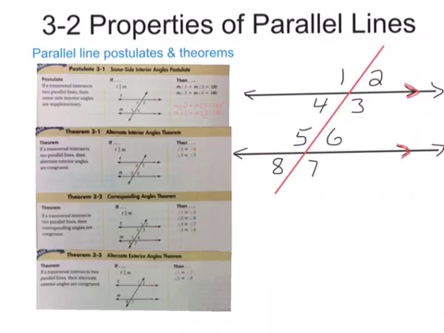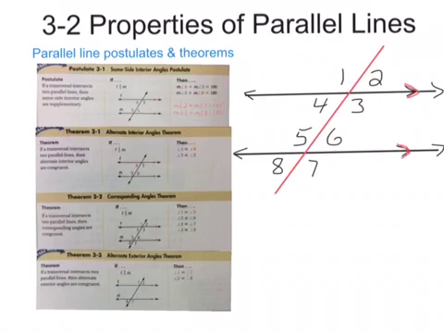Then we have alternate interior angles. Remember, alternate means they're on opposite sides of the transversal. Interior means they're inside of our parallel lines. So our alternate interior angles are 4 and 6, and 5 and 3. If we were to look at angles 4 and 6, those are both acute angles, and if these lines are parallel, they will be congruent. Likewise, 5 and 3 are both obtuse angles, but they will also be congruent to each other. So we have that right there.